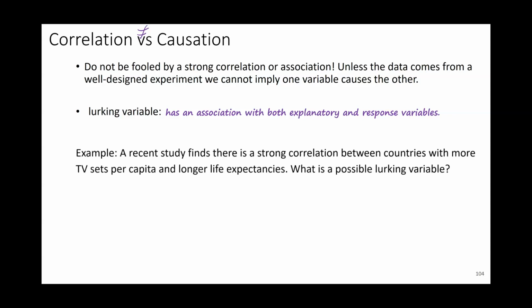It lurks, right? So for example, there was a study recently, they showed there was a strong correlation between countries that have more TV sets per capita, so like more TV sets per person in that country, and longer life expectancy. So we want to caution you, you don't want to jump to the conclusion, oh my gosh, having more TVs causes people to live longer. Probably not. So think for a second, what is a possible lurking variable here?